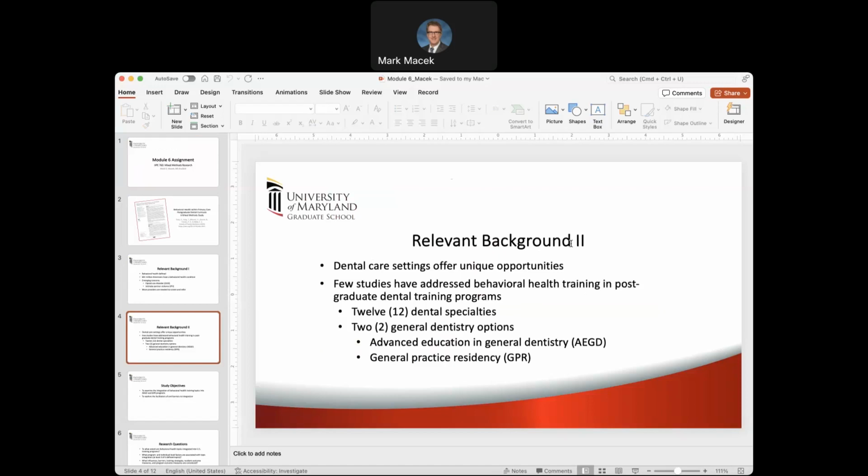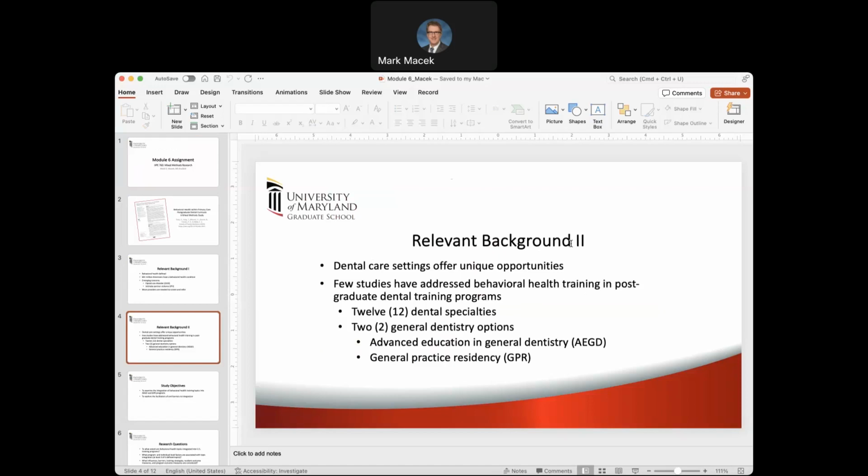However, little is currently known about the extent to which behavioral health topics are taught in postgraduate training programs in the United States. In the American dental care system, there are 12 dental specialties, such as orthodontics and oral surgery. In addition, there are two forms of residencies for general practice. The first is called an Advanced Education in General Dentistry Program, or AEGD. These programs are typically administered in dental schools. The other form is called a General Practice Residency, or GPR.